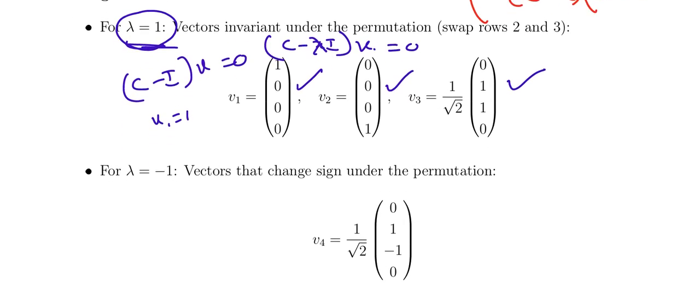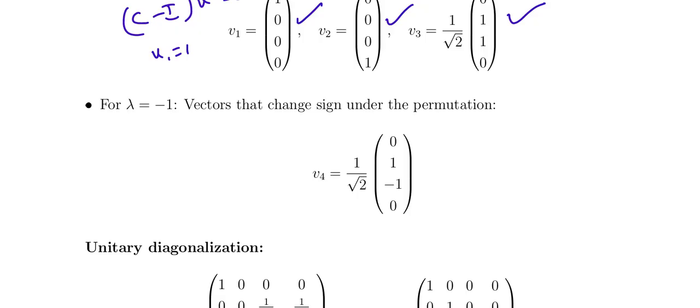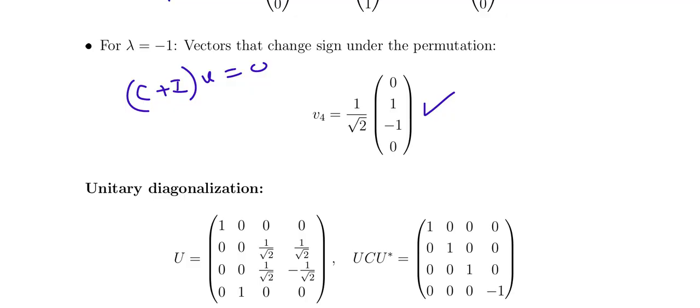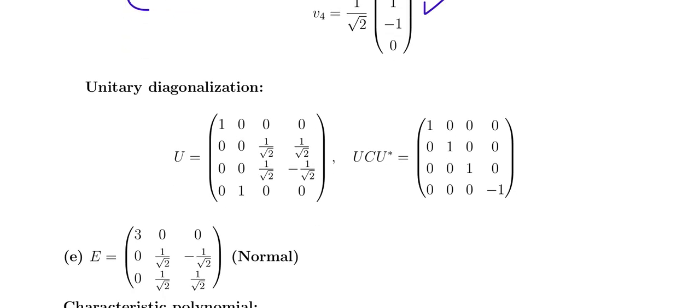v1 v2 v3 is for lambda equal to minus 1. So for lambda equal to minus 1, that will be (C plus I) into v equal to 0, I think, where v is v1 v2 v3 v4. Multiplying these gives 4 equations. Then if you solve, v4 equals like this. So all of these act as the orthogonal basis, that is the corresponding vectors. Then if you find U C U star, we get the diagonal form. Okay, that is the idea.